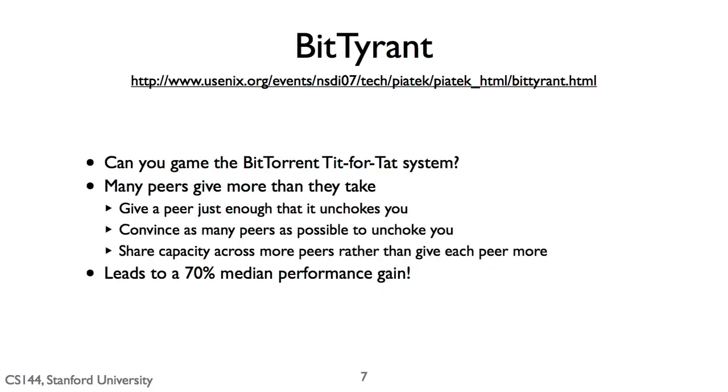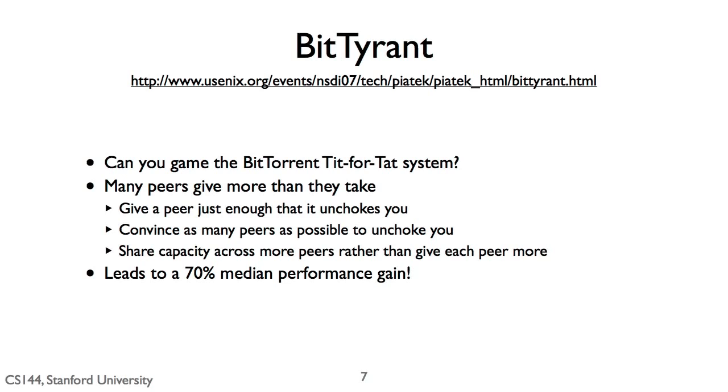The BitTorrent tit-for-tat algorithm seems pretty robust. You send data preferentially to other peers who send you data. But it's not perfect. There was a nice paper in 2007 that proposed something called BitTyrant, which selfishly tried to game the system. And it did. Using BitTyrant, you could increase your BitTorrent throughput by 70%.